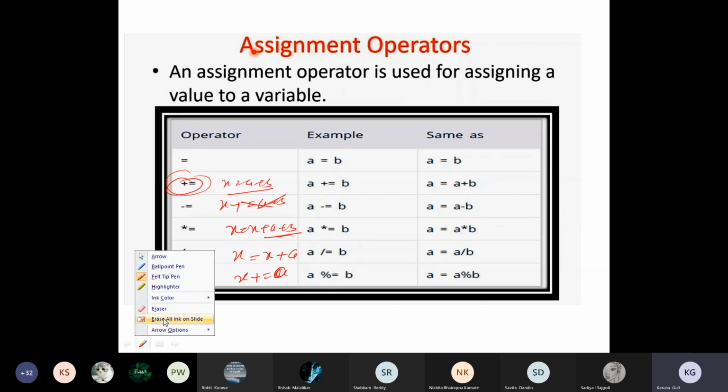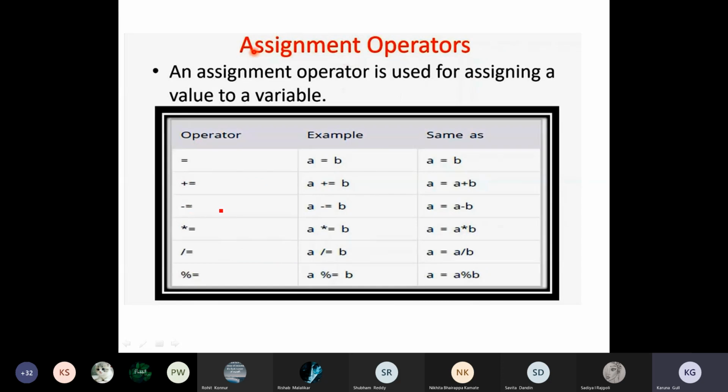Okay. So now similarly, the same kind of operators exist for the other operations also. For the subtraction, for the multiplication, for division, and for the remainder, that is the modulus operation. This is the same thing. Look at this, these two are the same kind of thing. If these two things are different, then don't use these operators. So I can write this as a slash equal to b. The meaning of that is a equal to a divided by b. And a modulus equal to b.